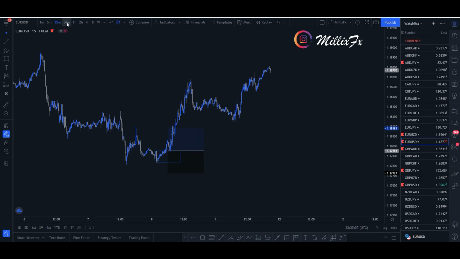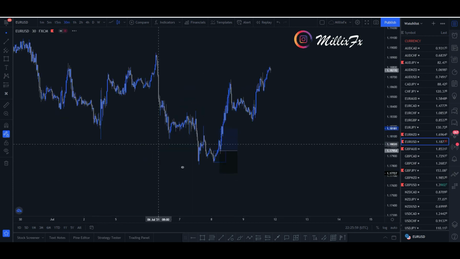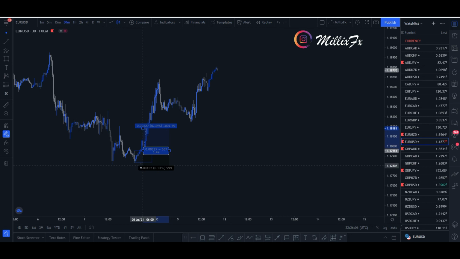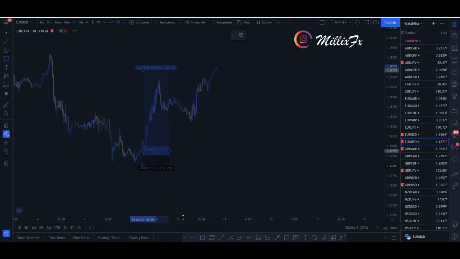So when you go to the 30-minute time frame, you see that price formed a very nice order block, which was just something like this. So you can see it very clearly. And my stop loss was just around this area, and my first TP was just here, which I took from the 1 hour order block.